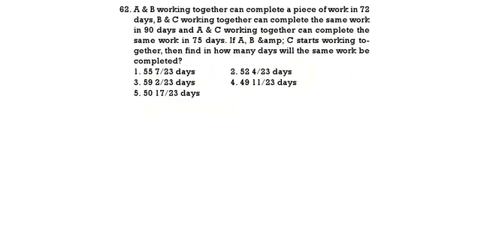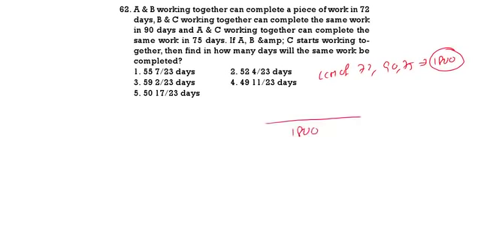A and B can complete a work in 72 days, B and C in 90, A and C in 75. Whenever you are doing work type problems, you find the LCM. What is the LCM of 72, 90, 75? That will be 1800. 1800 is the LCM. This is 1 by 72, then 1 by 90, 1 by 75.